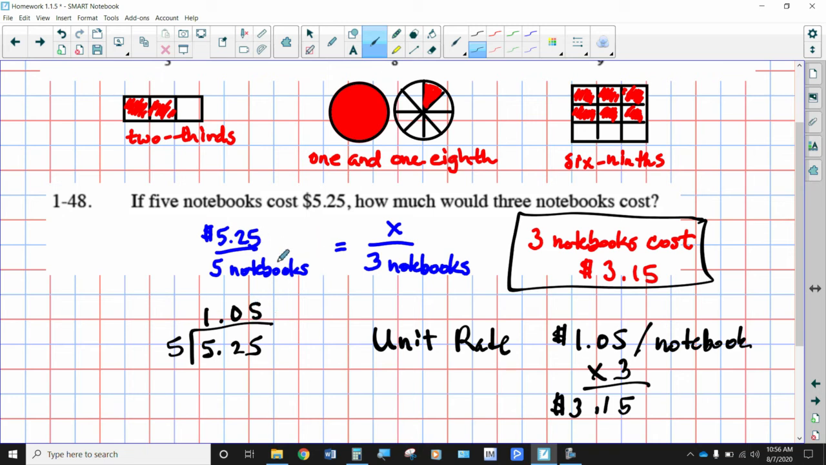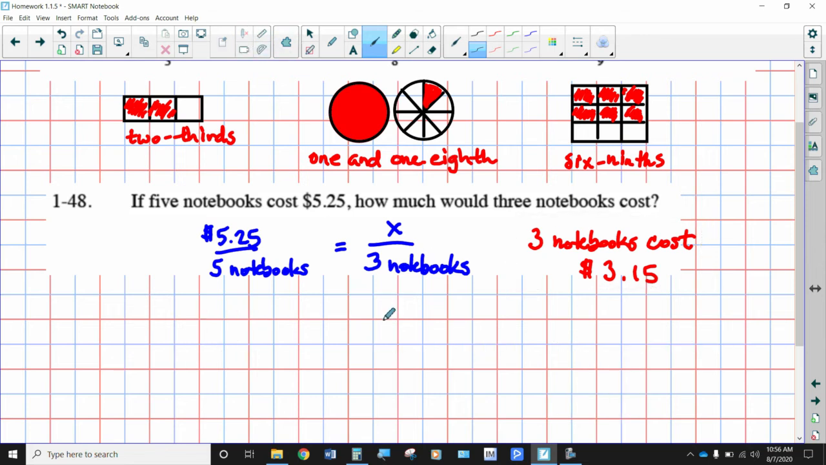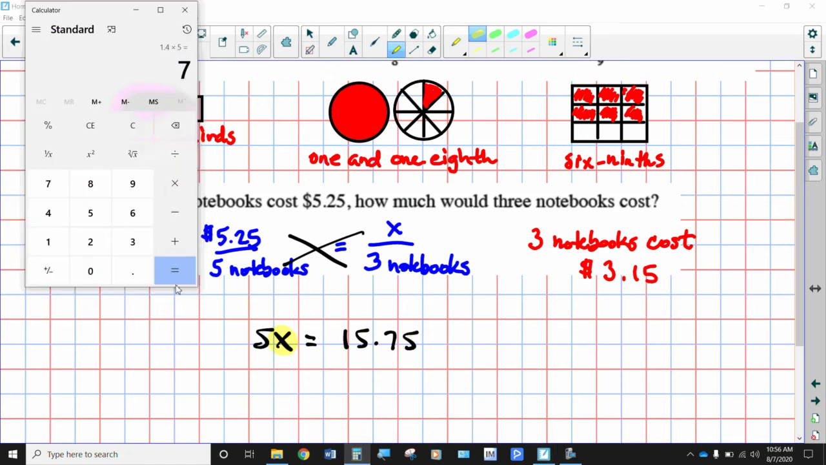Now, there is a third way to solve this problem, which a lot of students like to use, and that is called using cross multiplication. This involves some algebraic reasoning where I would multiply these numbers across from each other. So 5 times x is 5x, and $5.25 times 3 is $15.75. So what number do you multiply times 5 to give you $15.75? Well, if we take 15.75 and divide by 5, that will give us that number.